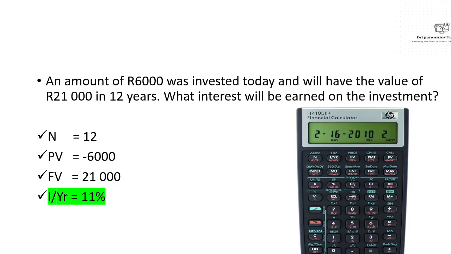In 12 years' time, I will be getting 21,000 rands. So when the bank gives me 21,000 rands in 12 years' time, I will be gaining 21,000 rands into my pocket. So it is a positive on my bank account. That is how I actually look at it.